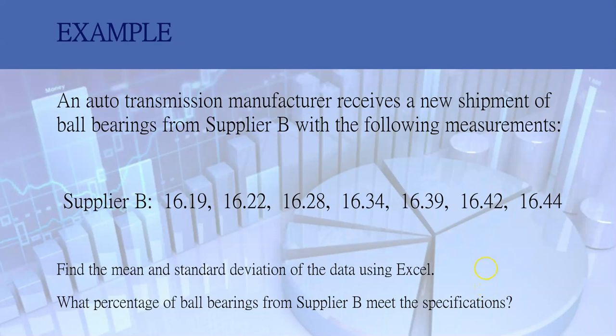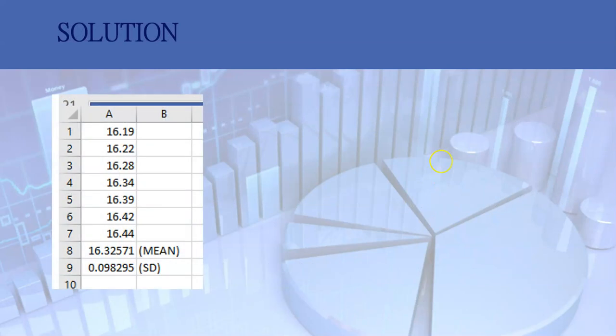Here's another example of the same thing, but now this is a different supplier, so they have different measurements now. So they want the mean and the standard deviation using Excel, and they want to know what percent of ball bearings from supplier B meet the specifications. So I did the same thing. I put the information into a blank workbook, and then I typed in the formulas for each of these for mean and standard deviation. And I got about 16.325 for the mean, and the standard deviation is about 0.098.